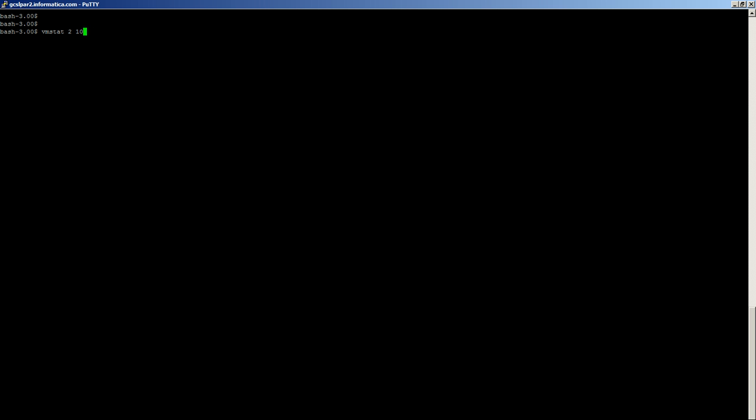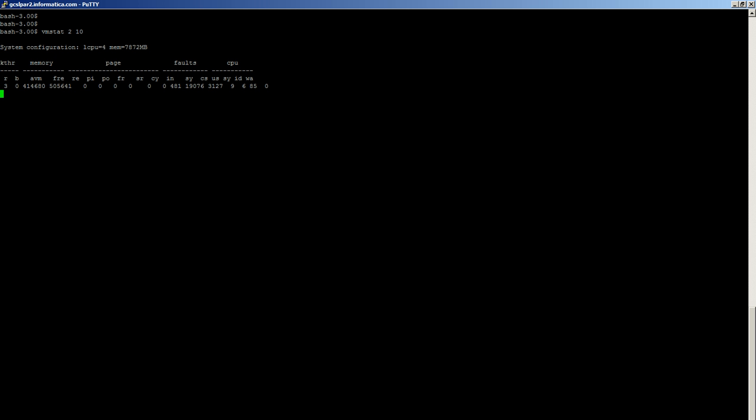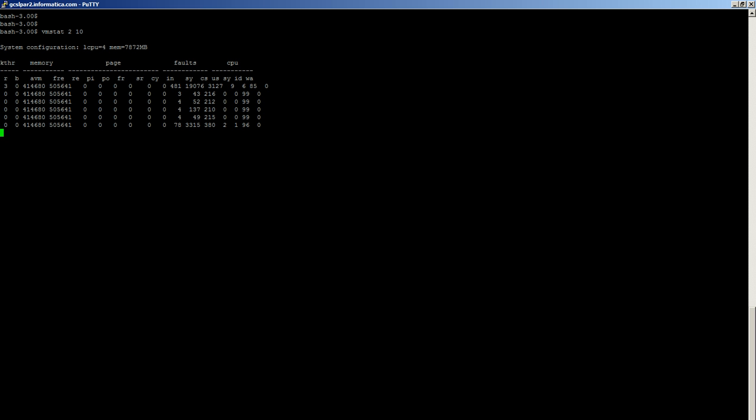So this is an AIX machine on which I'm running the command VMStat. I'm passing two parameters, vmstat 2 10, which says that I need to collect 10 summaries with an interval of 2 seconds. The VMStat report will show you the system configuration, and it also gives a snapshot of how the system is behaving at that particular point of time.